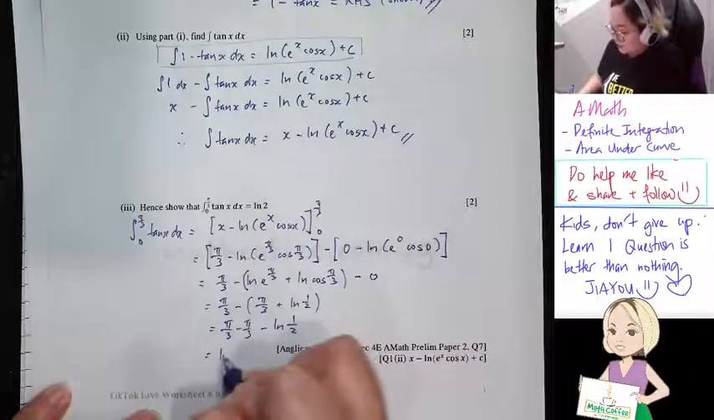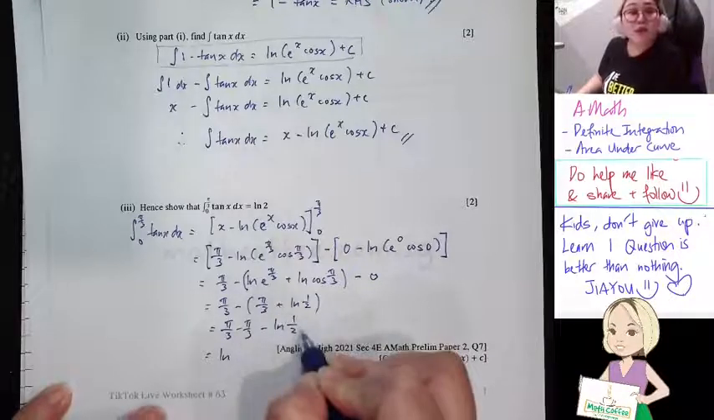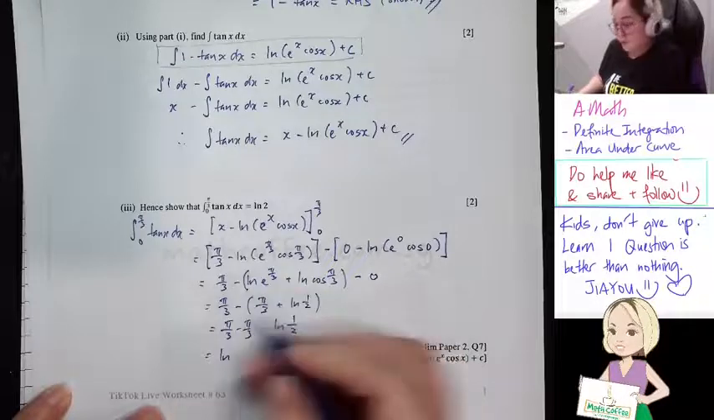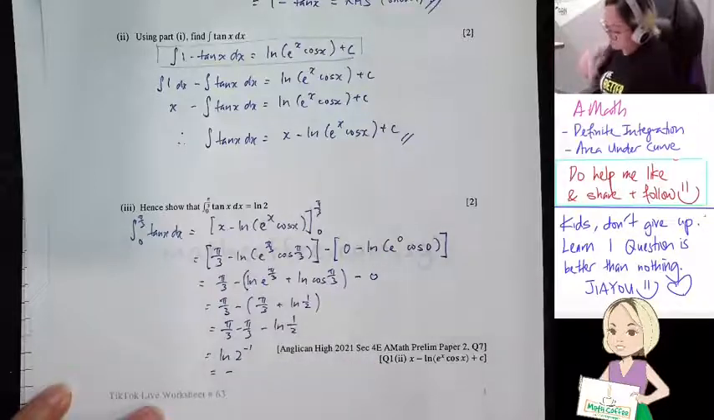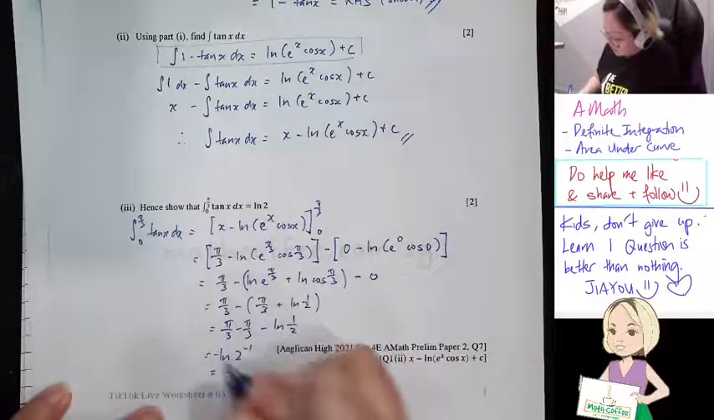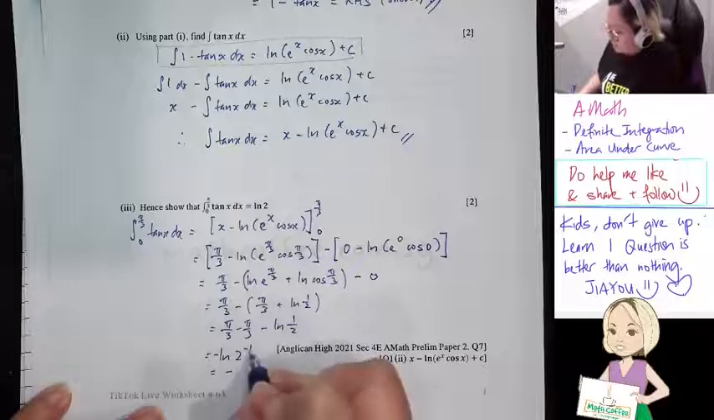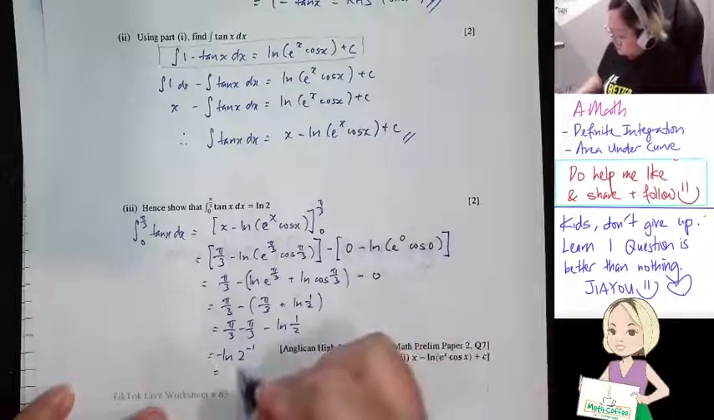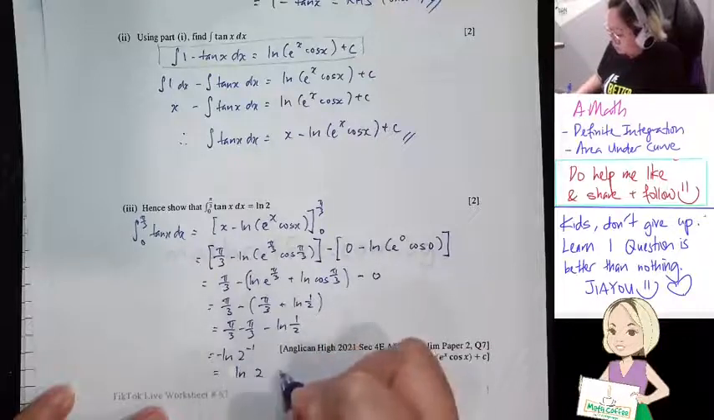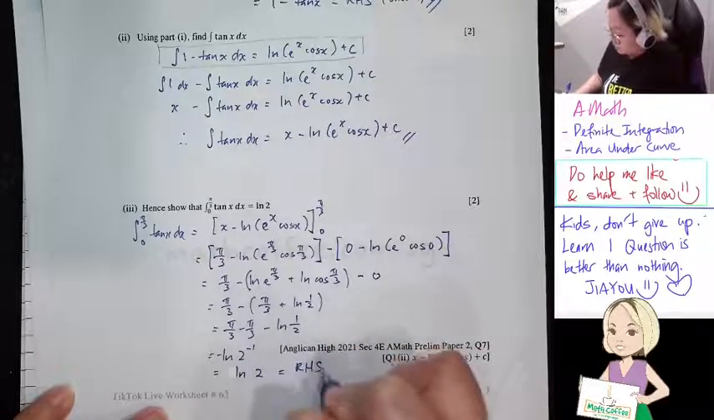So see how I do. Do you agree that half is actually 2 to the power of negative 1? Okay, so it's 2 to the power of negative 1. So power bring down, so it's minus. Okay, I have a minus here. So it will be minus minus, so it becomes positive ln 2. Understand? So it's equals to ln 2, which is equals to the right hand side. Shown.